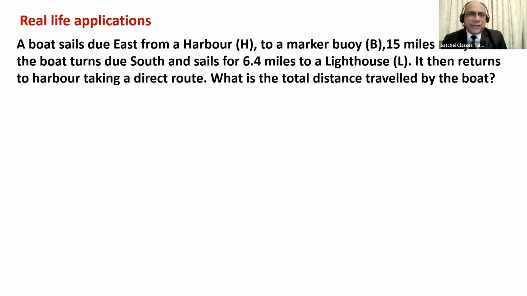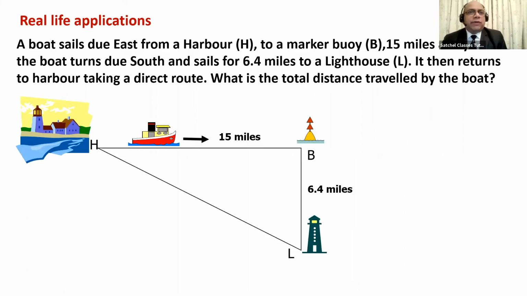So first, let us visualize the diagram, right? So as you can see, from a harbor H, the boat is moving due east to a buoy, which is 15 miles away. And then from there, B, it goes due south, which is 6.4 miles. And then from the lighthouse to the harbor, it takes a direct route. And as you can see, this is again a right angle triangle, which is right angled at B. And since the hypotenuse is missing, our first step is to find the distance which it travels during the return journey, which is the hypotenuse of this right angle triangle.